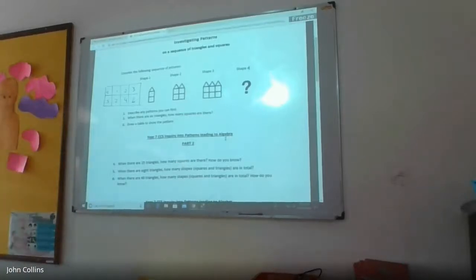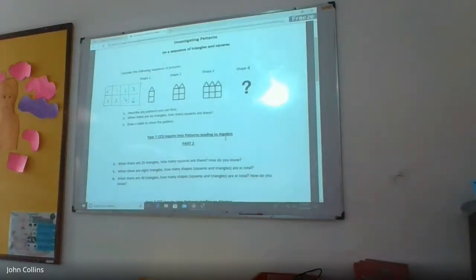Tables will help you create an algebraic formula. And this is our first example. I'll show you how we create that in a second. When there are 25 triangles, how many squares are there? And how do you know? Be prepared to answer both parts of the question.